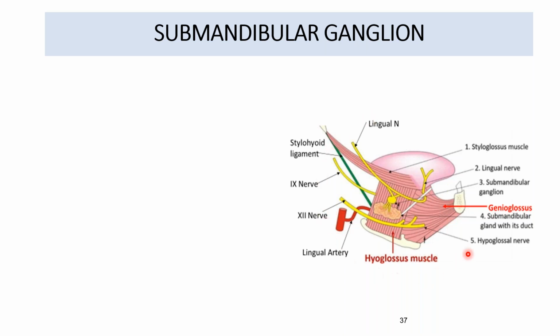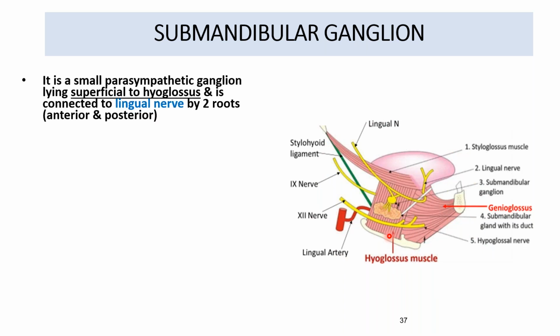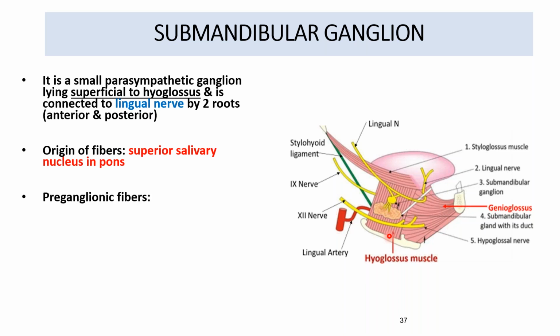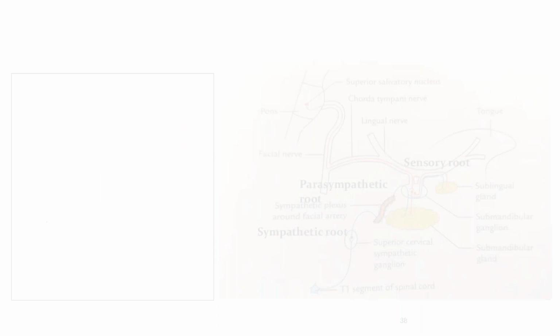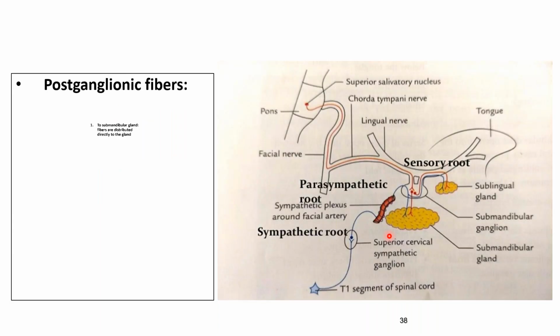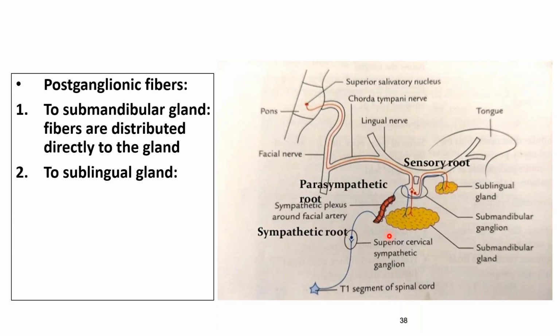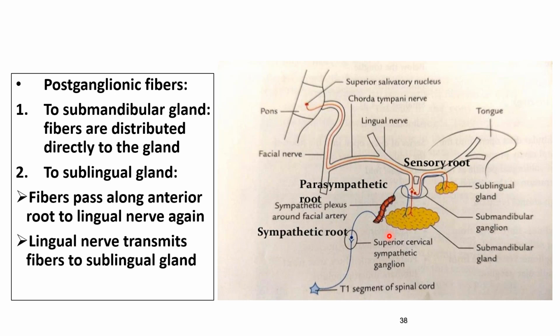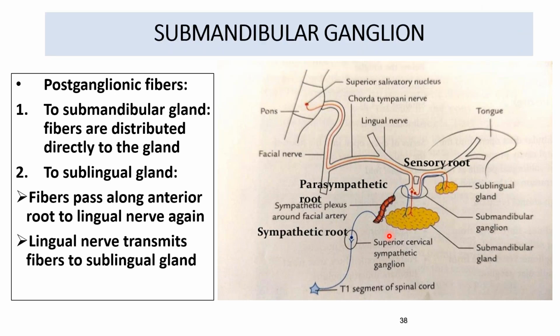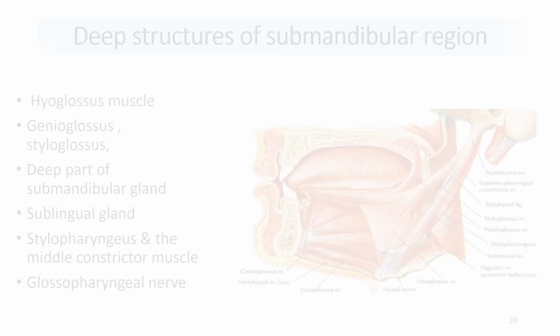This is the deep part of the gland. So this picture I suppose everybody will be able to draw and have understood by now. This ganglion we have already described, its roots we have described, its origin of fibers we have described, about its parasympathetic supply. So this is all the revision part, how the postganglionic fibers to the sublingual and the submandibular glands were passing through the anterior and posterior roots. So we have covered the submandibular ganglion.